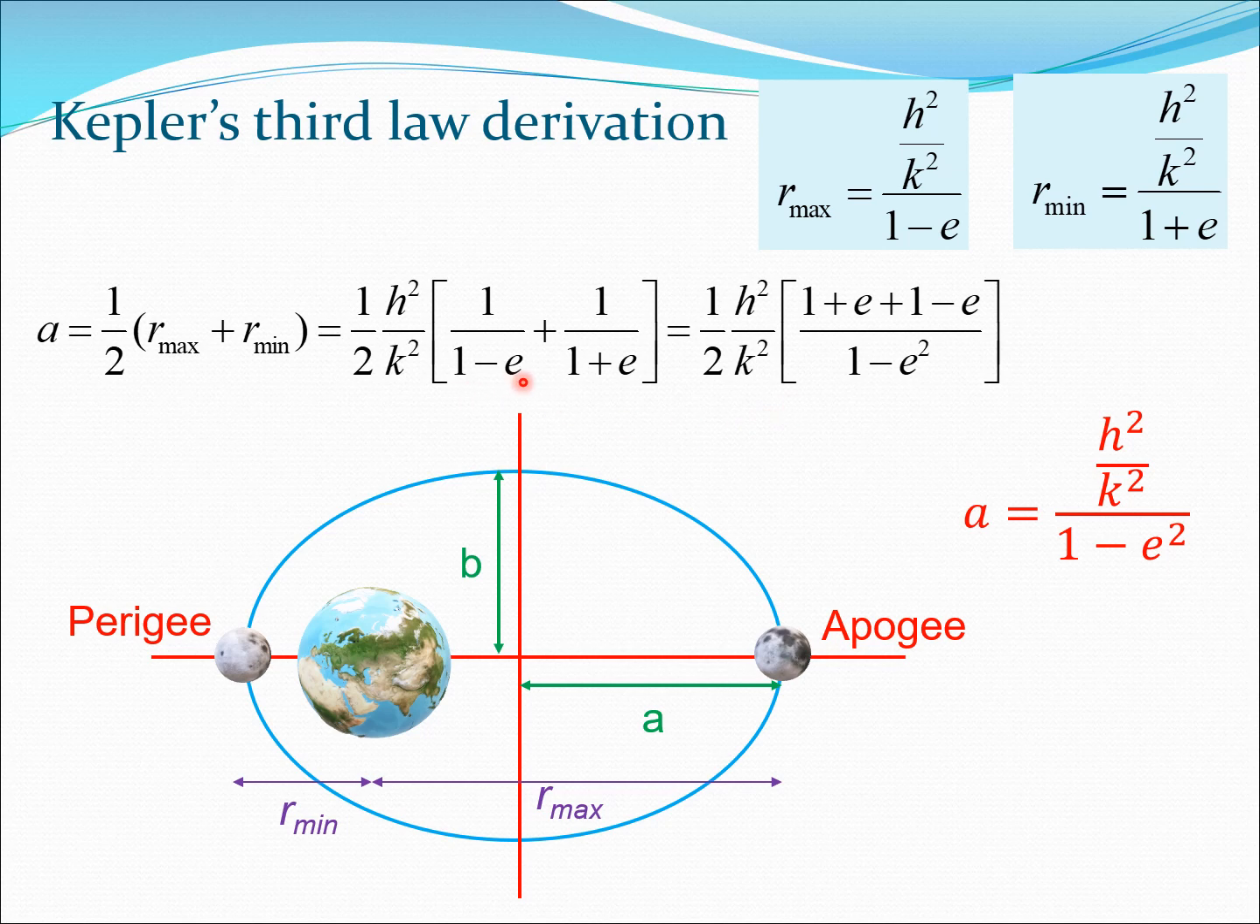So 1 minus e into 1 plus e gives me 1 minus e square. I get 1 plus e here, I get 1 minus e here. There is a cancellation of this plus e and minus e, and I'm left with 2. The 2 and 2 cancel here, and I finally get a is h square by k square divided by 1 minus e square. So this is an important formula. Need to remember this for further use in our derivation today on the Kepler third law.